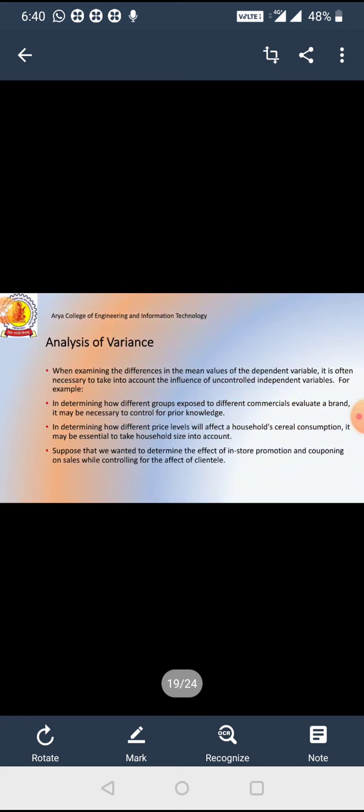Analysis of covariance. When examining the differences in the mean values of the dependent variable, it is often necessary to take into account the influence of uncontrolled independent variables. For example, in determining how different groups exposed to different commercials evaluate a brand, it may be necessary to control for prior knowledge. Or suppose that we want to determine the effect of in-store promotions and coupons on sales while controlling for the effect of clientele.